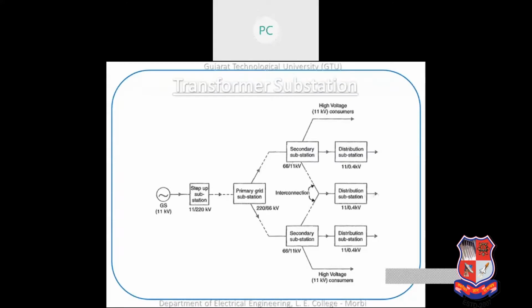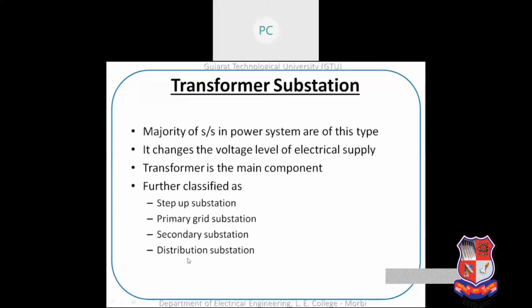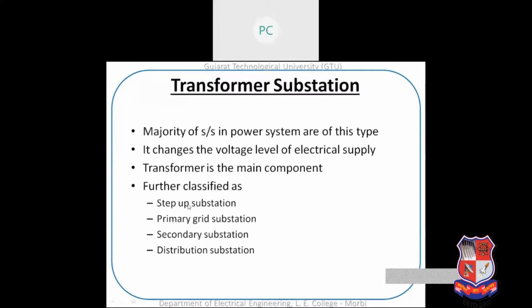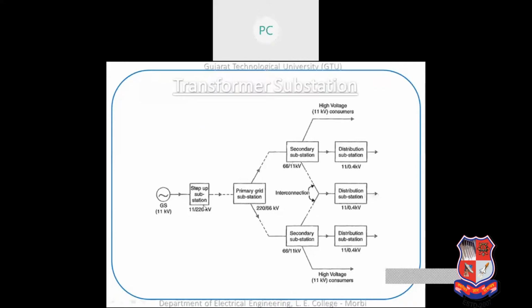You can refer to this in the book Principles of Power System by Mehta. Again, you have to observe these four types of substation. Starting from the generating station, we have 11 kV, then the step up substation. So the first type of substation is the step up substation. What we are doing in this is increasing the voltage level from 11 kV to 220 kV. That is the first type of our transformer substation.